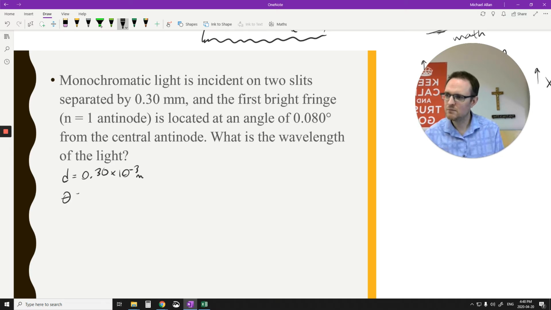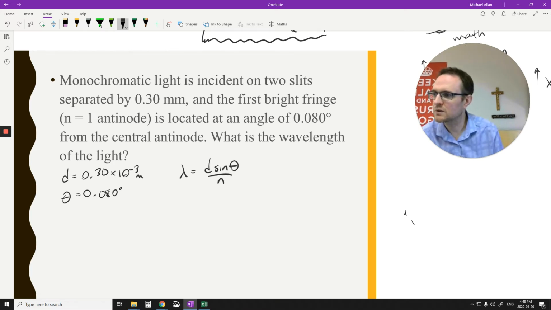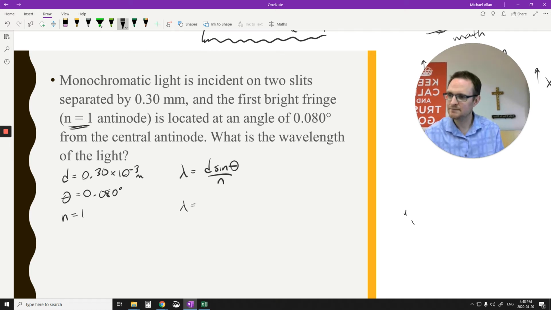We have an angle, a really small angle. But since we have the angle, might as well just use the formula with the sine in it. So the formula we're going to use is this one here. What do we have here? The first bright spot, or first maximum, is going to be 1. So our n is equal to 1. They just tell that to us, but I'm just going to put it in my formula here.